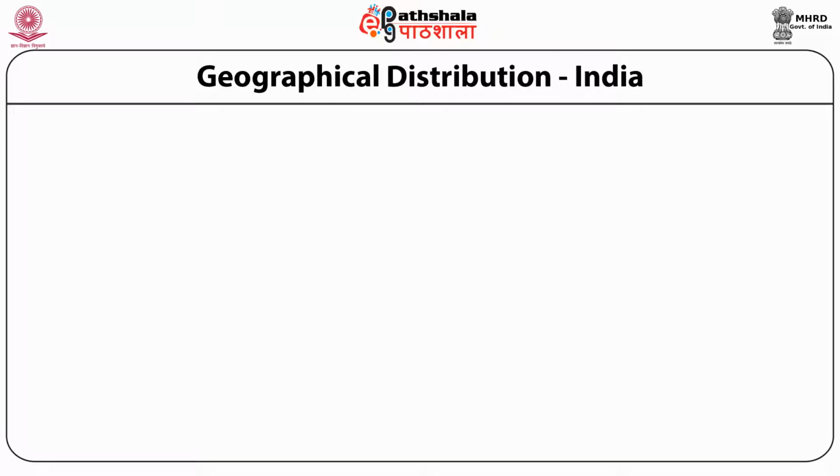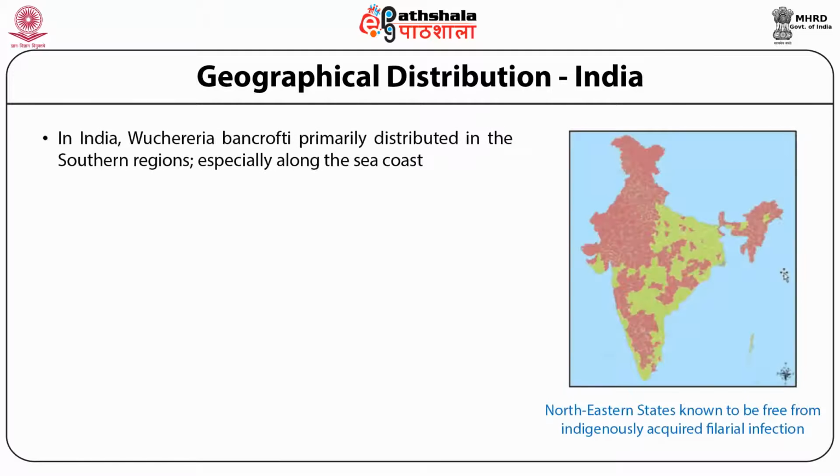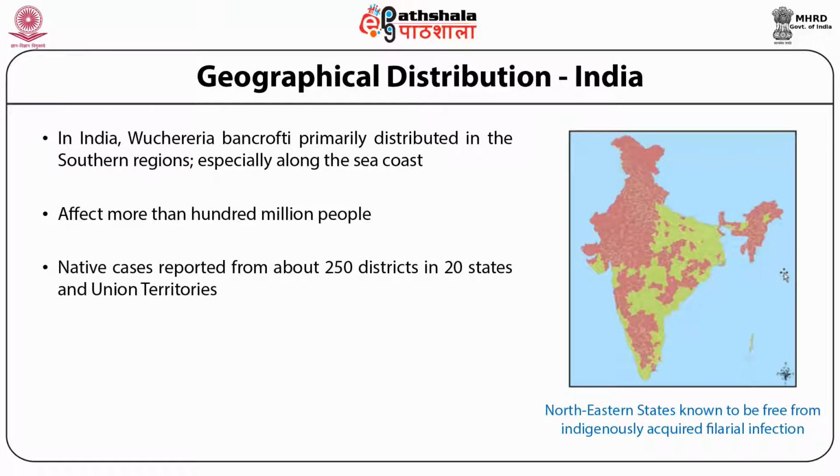You may be wondering now, what about India? Where can you find Wuchereria bancrofti in India? In India, Wuchereria bancrofti is primarily distributed in the southern regions, especially along the sea coast. It is known to affect more than 100 million people in India itself. Native cases of the disease filariasis have been reported from about 250 districts in 20 states and union territories.